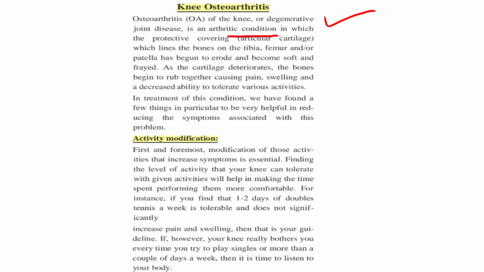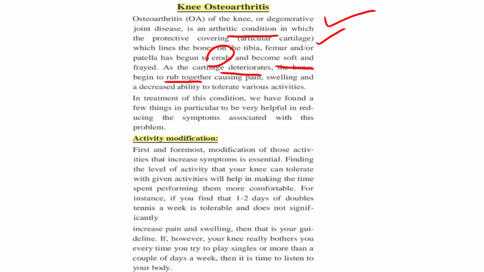Arthritis means inflammation of the joint, in which the protective covering, or articular cartilage, which lines the bones of the tibia, femur, or patella, has begun to erode or be destroyed, and it becomes soft and frayed. There is a cartilage degeneration. As the cartilage deteriorates, the bones begin to rub together.